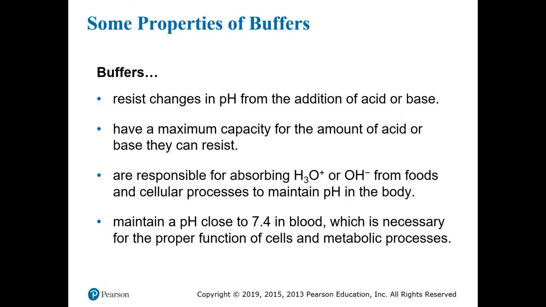So buffers maintain an approximately constant pH by resisting the addition of acids or bases. But no buffer is infinite. Every buffer has a maximum capacity for the amount of acid or base that it can neutralize. In your body, there are natural buffers that are responsible for absorbing excess hydronium or hydroxide from the foods that you eat or that are produced as a result of cellular and metabolic processes. For instance, your blood has a pH of close to 7.4 maintained by a natural buffer, and this is necessary for the proper functioning of cells.